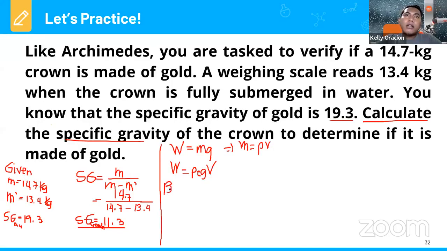The buoyancy is the difference between the actual weight and the apparent weight. In this case, your buoyancy becomes density of the fluid times acceleration due to gravity times volume, which is equal to weight minus the apparent weight.